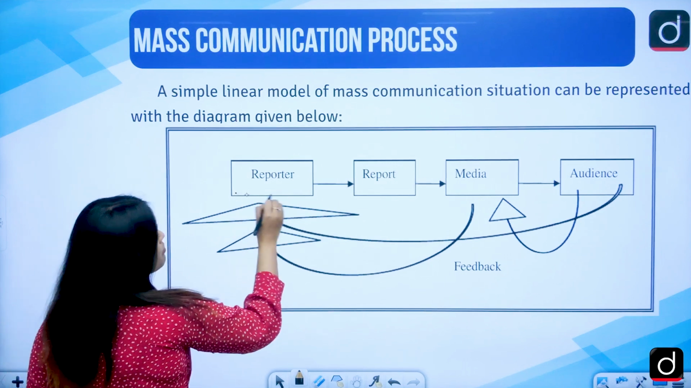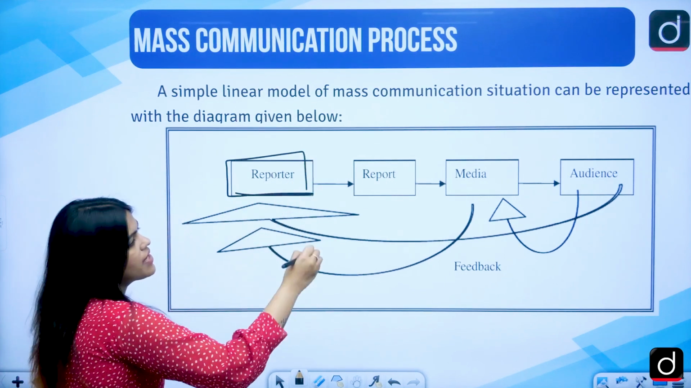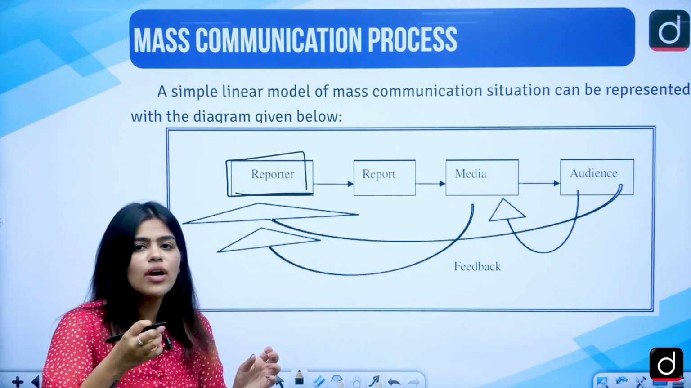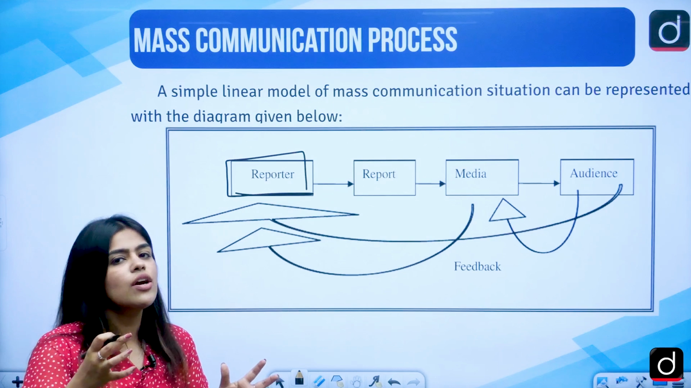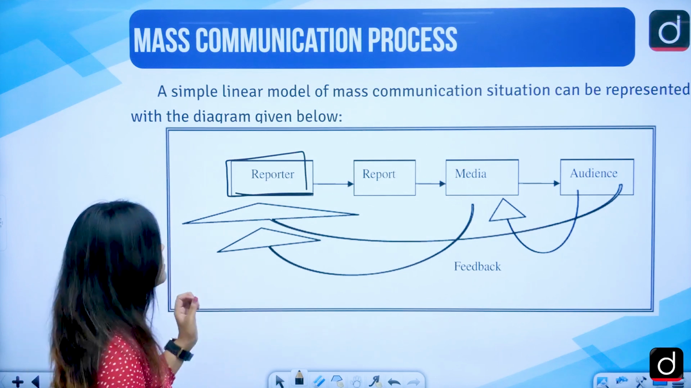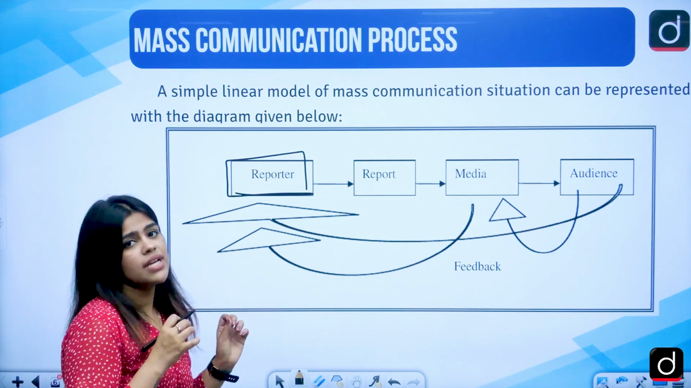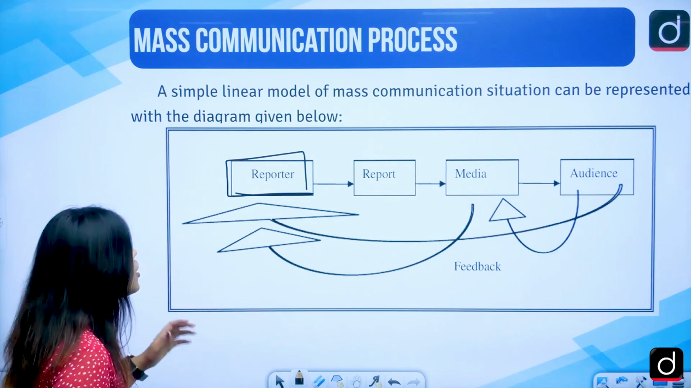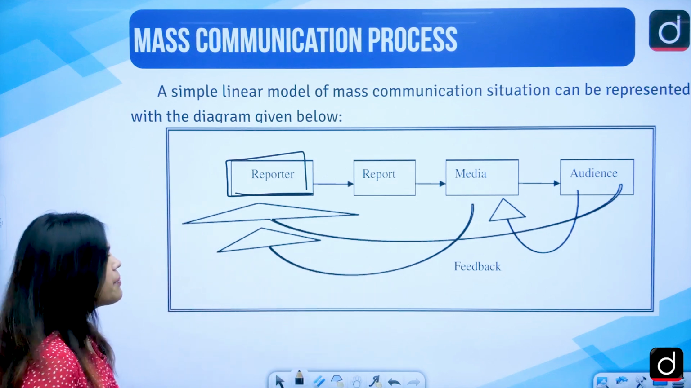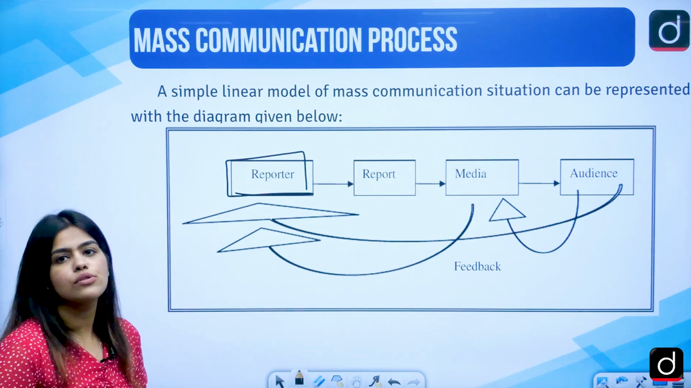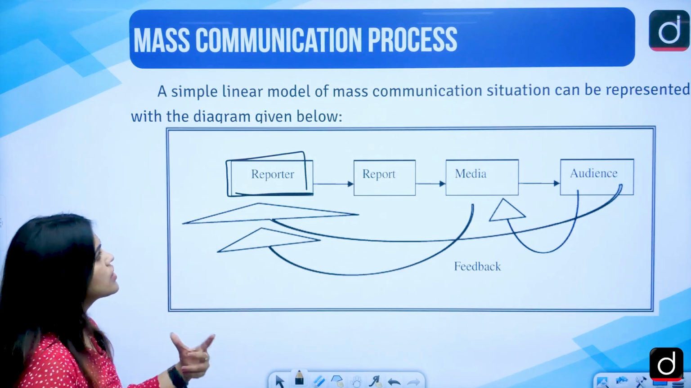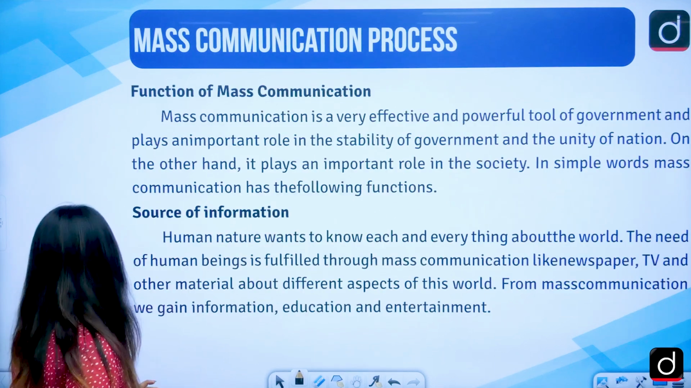So the reporter is not directly contacting the audience, but is indirectly in contact with the audience, and the media is also influenced by the reporter, and the report is something that he is preparing, right? So there are different kinds of networks that can happen here, and gatekeeping also is observed in this kind of flow or model of mass communication.